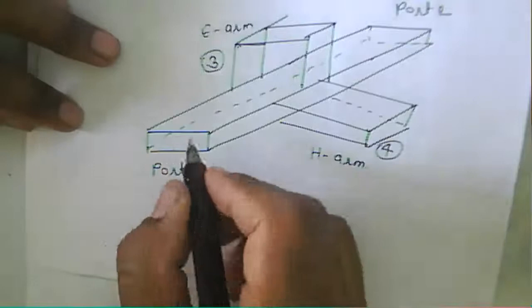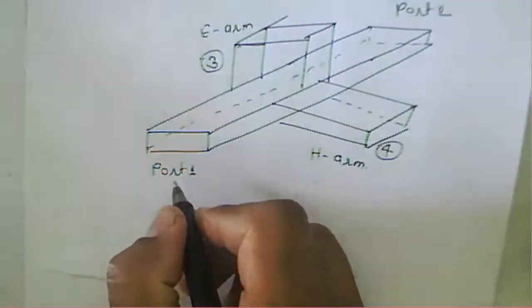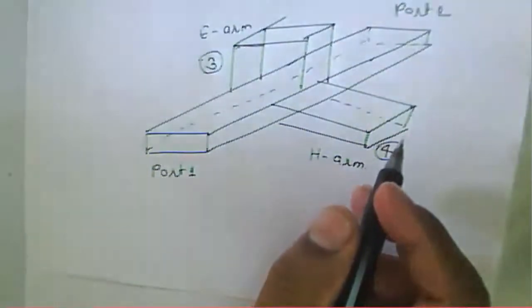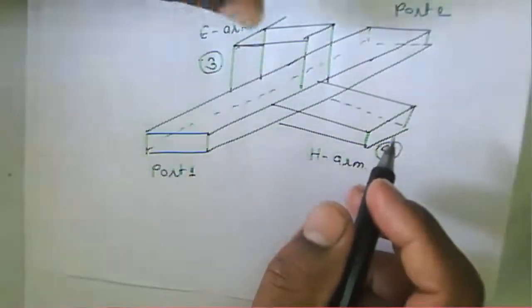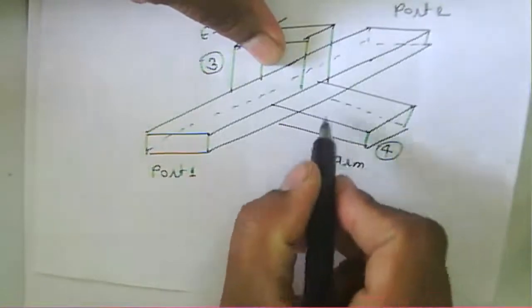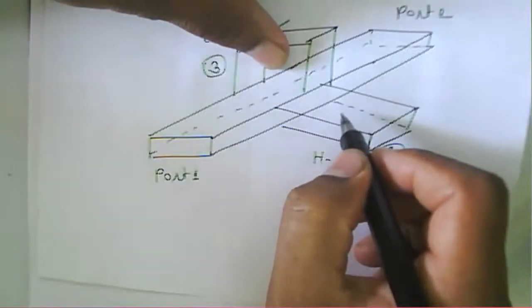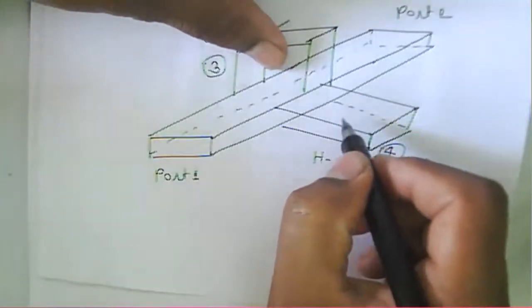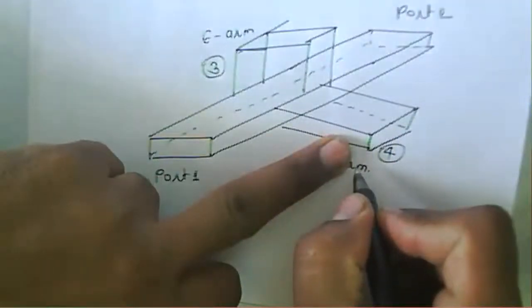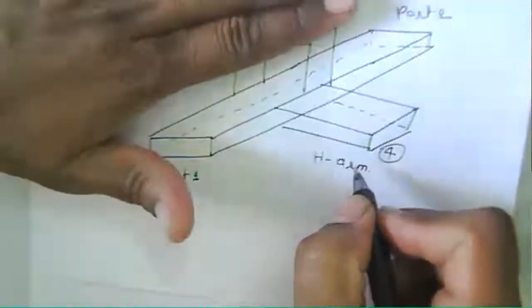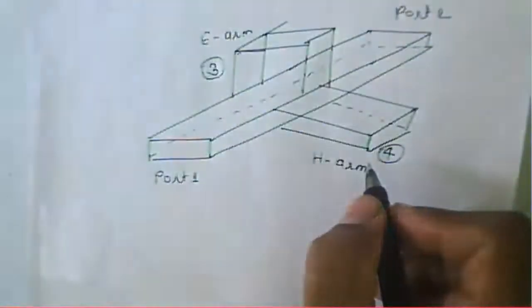Now if you see the property, when we provide input to port one, no output is available at port two, but output is available at port three and port four. Similarly, if we provide the input to port three, this port four is isolated. That's why we can use it as an isolator. If you provide the input to port 4, output is available at port 3, and if output is not available at port 3, this port is isolated. So it can be used as an isolator.